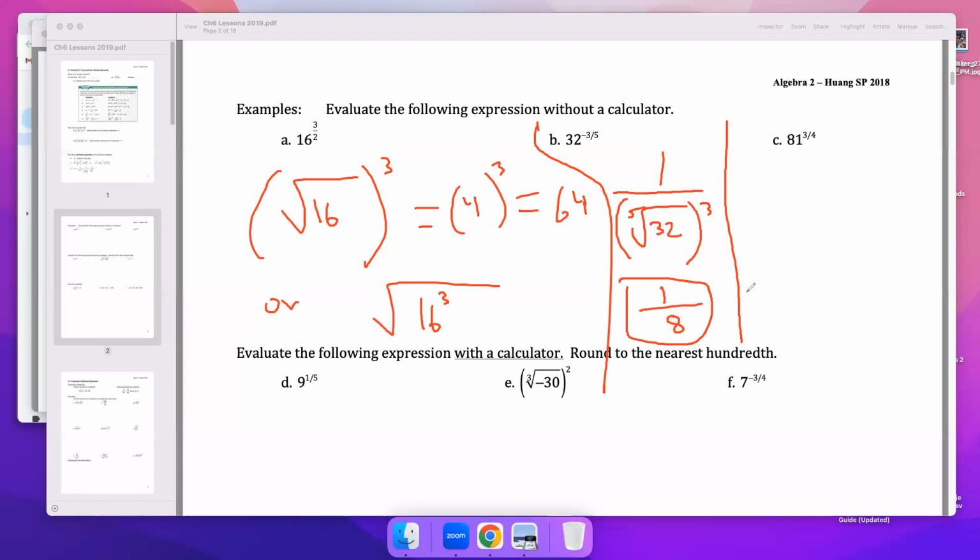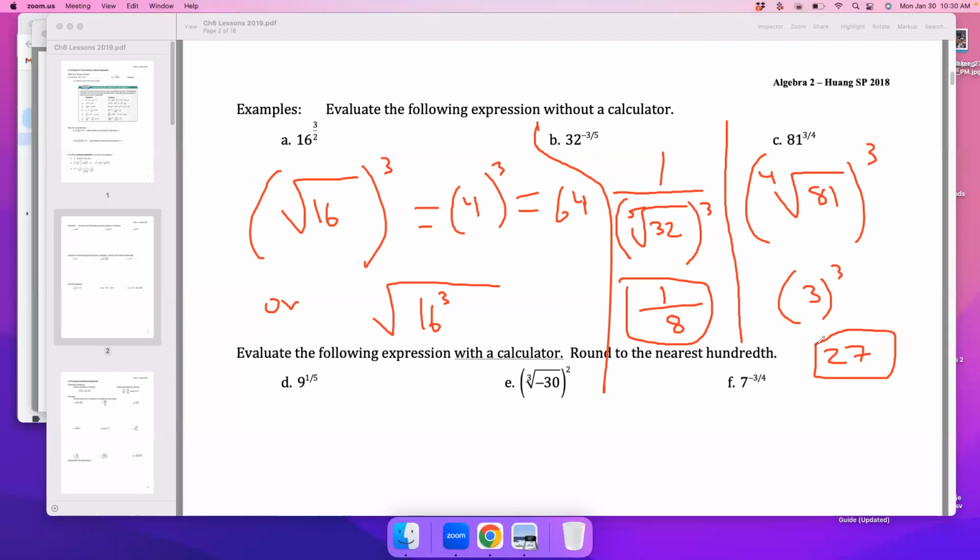Perfect. Okay. What root am I doing here for part C? 4. Excellent. And then you're cubing the sucker after that. Okay. What do I get here? Exactly. Thank you, Alex. 27. So again, not that hard, but just an important skill to have, especially as you move forward in pre-calculus and calculus down the road. It's a good skill to have.